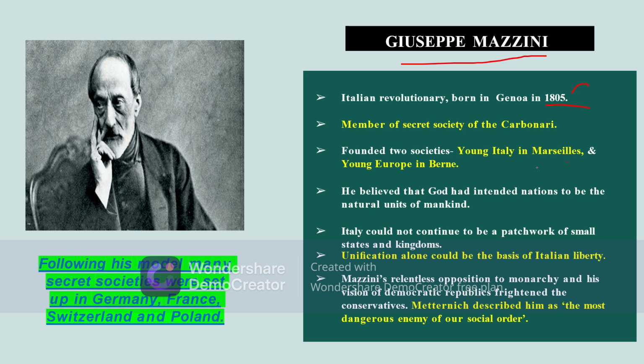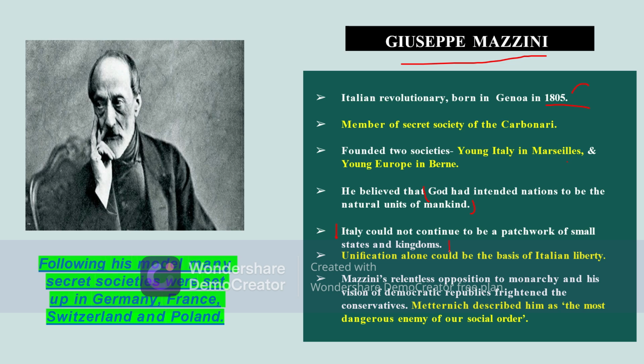He believed that God had intended nations to be the natural units of mankind. They can give this statement directly in an MCQ and ask who said this statement. It was given by Giuseppe Mazzini. Italy could not continue to be a patchwork of small states and kingdoms. So he was from Italy, so he made this statement. Even this statement could be asked in an MCQ. Unification alone could be the basis of Italian liberty. So there is a topic in this same chapter known as Italian unification.